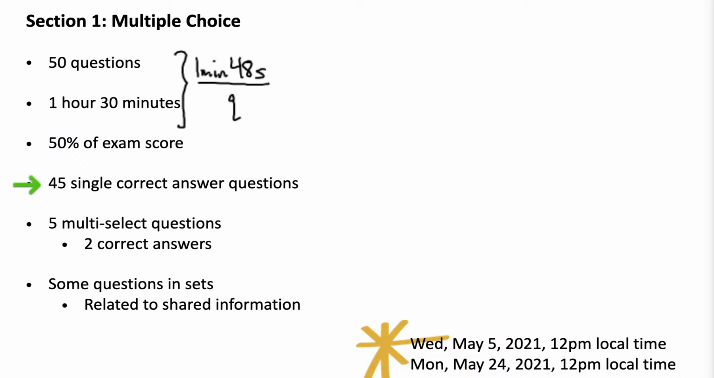I would anticipate the first 45 of these multiple choice questions are your typical multiple choice problems, right? So 4 answer choices, A through D, and just 1 answer choice is correct. And I anticipate those final 5 multiple choice questions would actually be multi-select questions where there are actually 2 correct options, and you need to find both of those to get the credit for the question. And some of your multiple choice questions will come as a set.